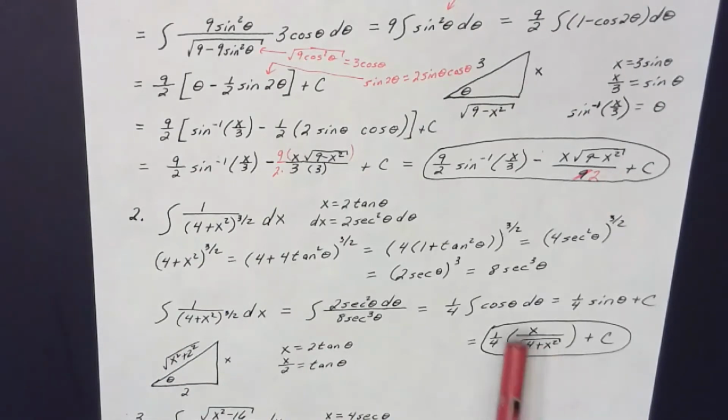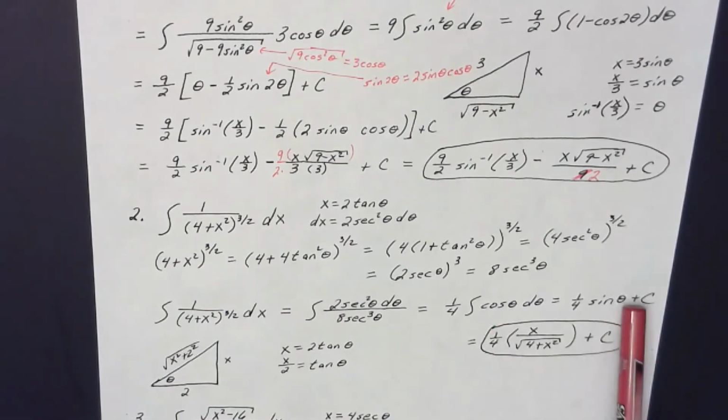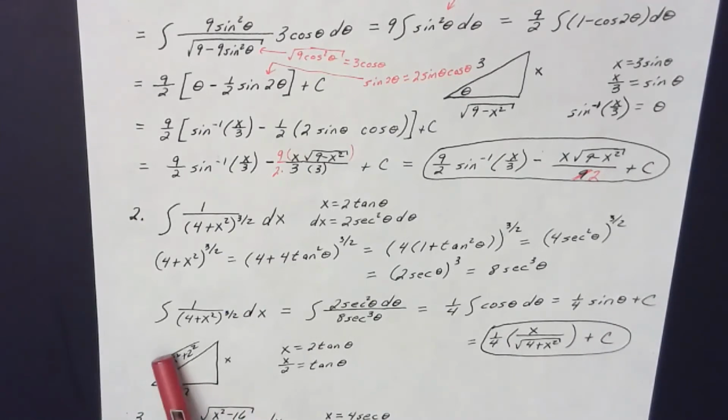I said 1/4 and then the sine of theta. Well, the sine of theta, I look at theta in my trig triangle and say, well, the sine of theta would be opposite over hypotenuse. That's where I'm getting the x over the square root of x squared plus 4, or better written in this case as the square root of 4 plus x squared. So I get 1/4 times that quotient plus c, final answer.